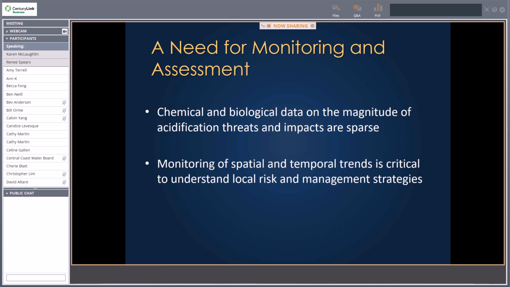This has led to an increased drive for ocean acidification monitoring. To date, ocean chemical and biological data on the impacts of ocean acidification and the variability in exposure to these conditions are really quite sparse. But we know from the data that we do have that the conditions are widely variable, both spatially and temporally. So understanding the magnitude, frequency, and duration of exposure is really critical for trying to develop successful management strategies and to manage risk.